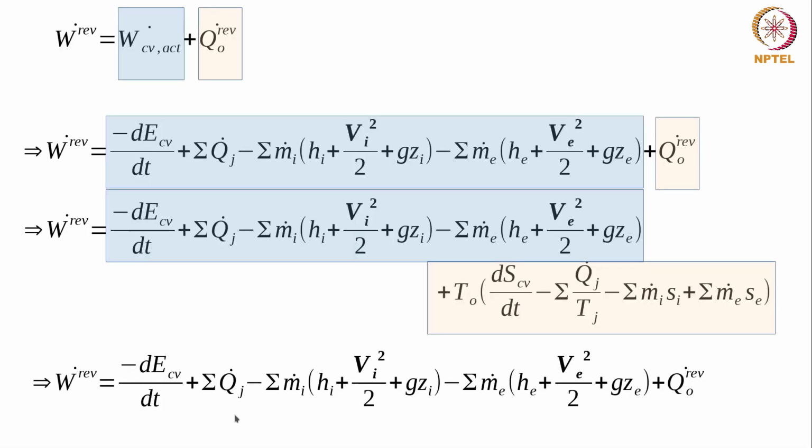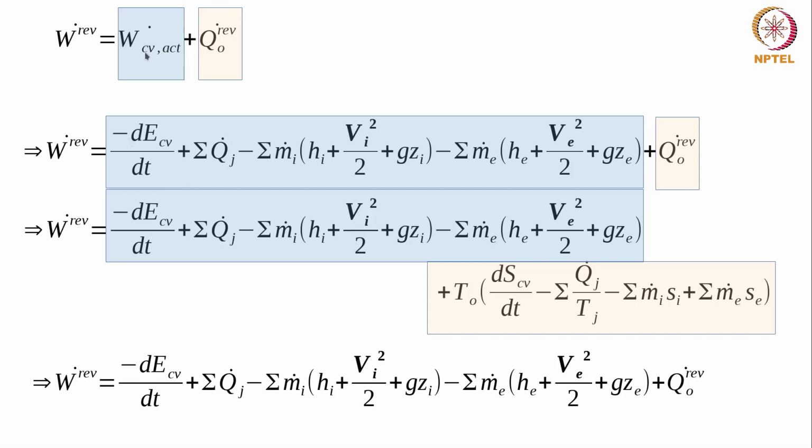So when we put those expressions together, what we saw in the previous slide is that the W dot in the reversible process is whatever you have in the actual process plus Q dot reversible, which happens from the ambient. This is what we had written in the previous slide. Now from the first law, we have this expression in this form, which is shown in light blue over here.